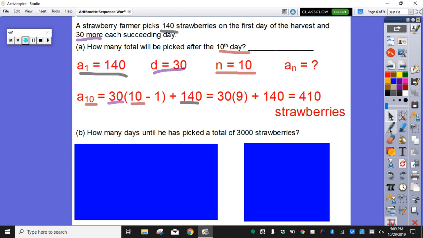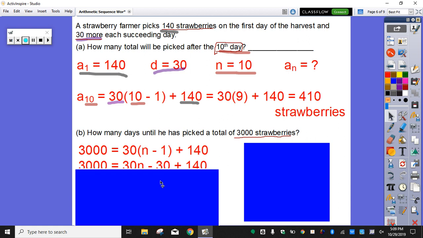And just to backtrack a little bit, if you read through, you have 140 strawberries, you have 30 more strawberries, and then all of a sudden they're talking about days. So that's a huge hint that days is your n value because n is what is different as far as units. Down here we're back to strawberries, strawberries, strawberries. So that tells me I'm solving for n.